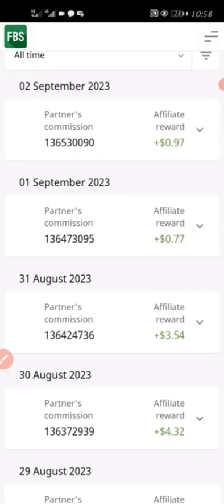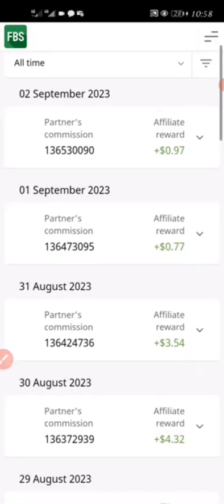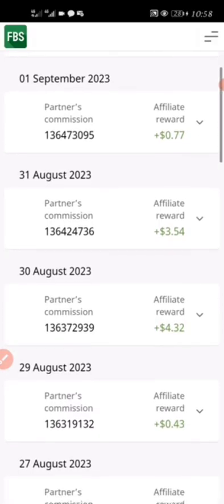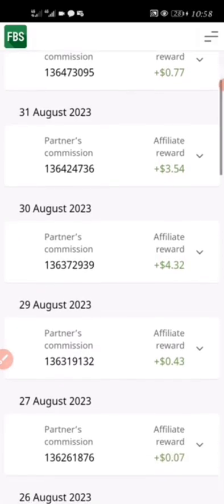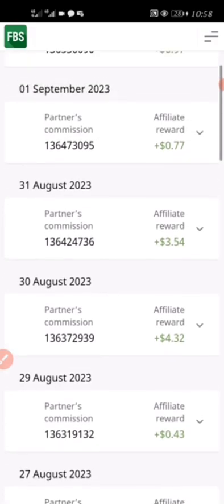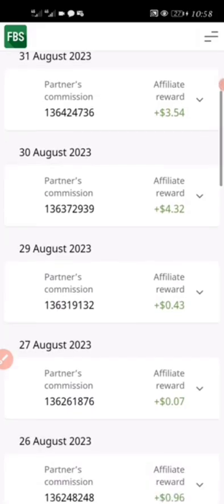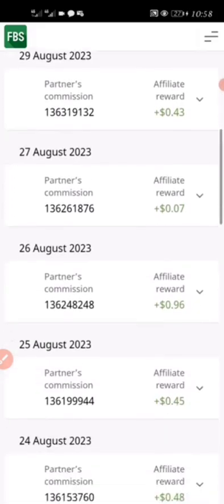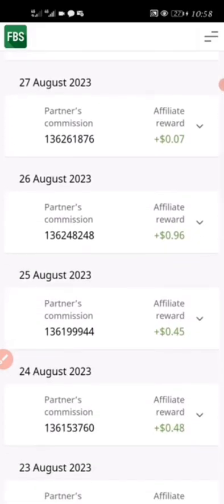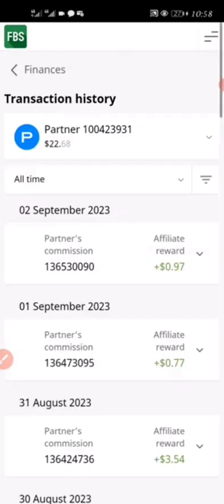You can see 0.7. I showed you this before. 0.77. You can see here $3, here $4.3, and this is every day. You can see 31st of August, 30th, 29th, 27th, 26th of August. Almost every day I make money from them, when they are trading. I made a lot of money from them.